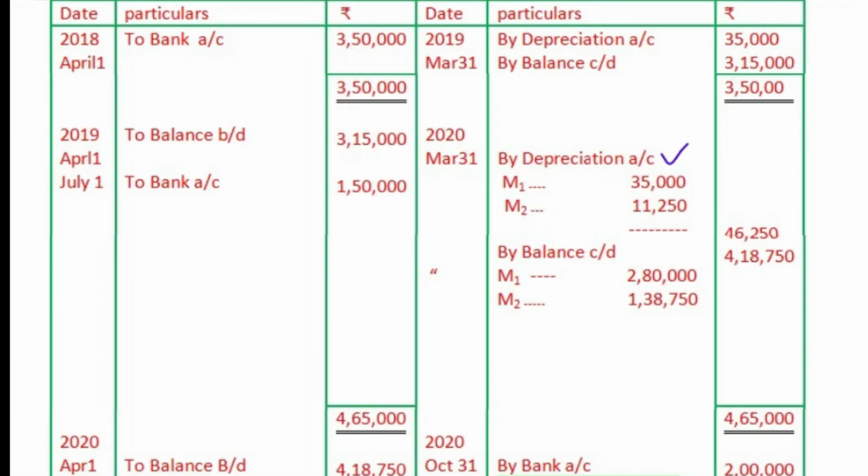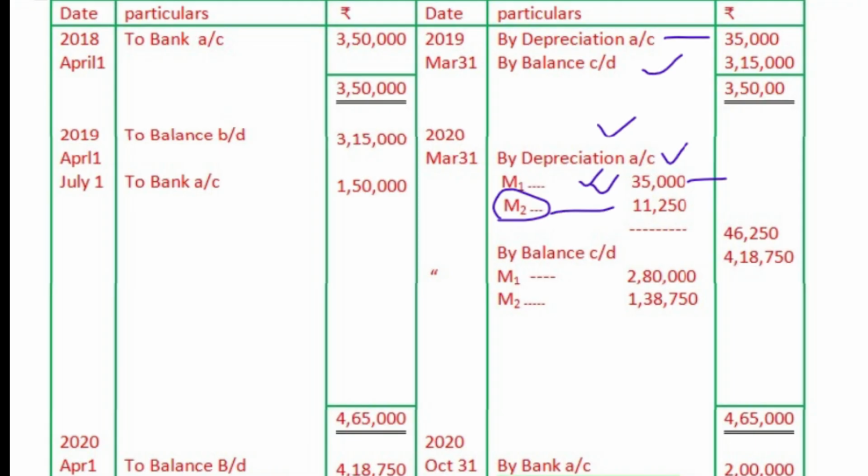3,15,000. So under the straight line method, the amount of depreciation charged each year is fixed. First year 35,000, second year 35,000, third year 35,000, provided the machinery is used throughout the year. In the first year it was used throughout the year, and in the second year it was used throughout the year. So it is whole year depreciation. If the machinery is used for less than 1 year, then proportionately the amount of depreciation will be charged. You will understand this proportionate charge in machinery 2.